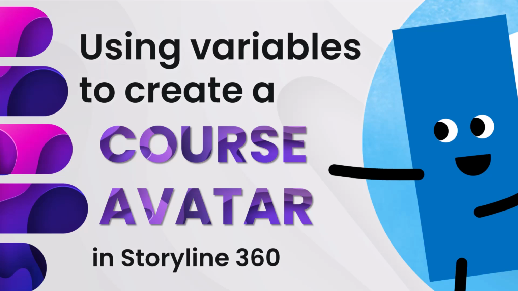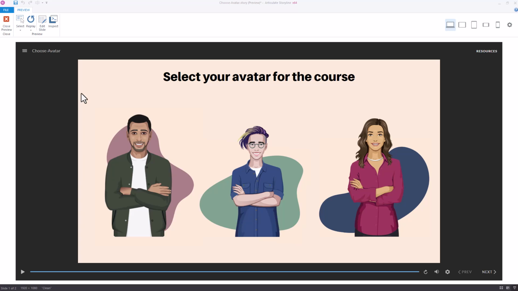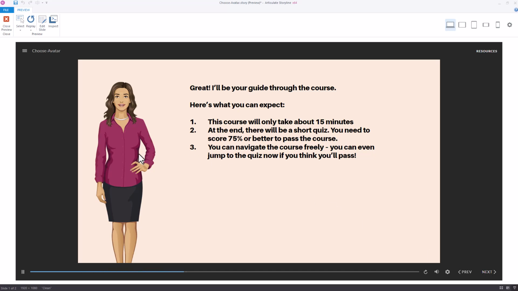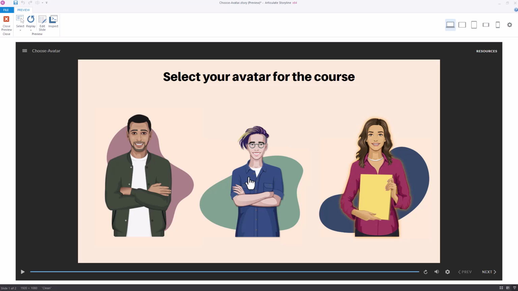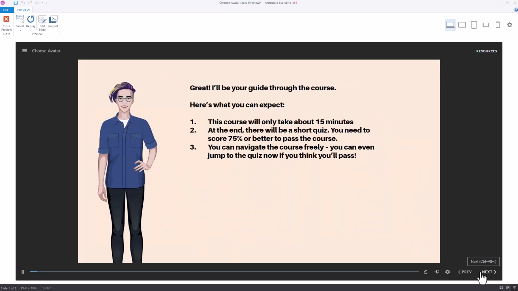A common way to customize your Storyline 360 course is to let the user pick an avatar who will follow them throughout the course. In this example, I have 3 avatars that I can choose from, and when I select one and move forward, that avatar comes with me to the next slide. If I go back and choose a different character and move forward again, that character comes with me to the next slide. Let's take a look and see how this is built.